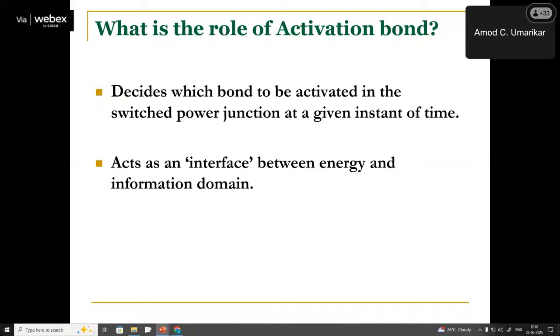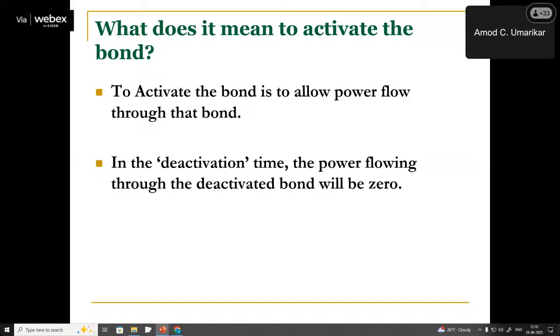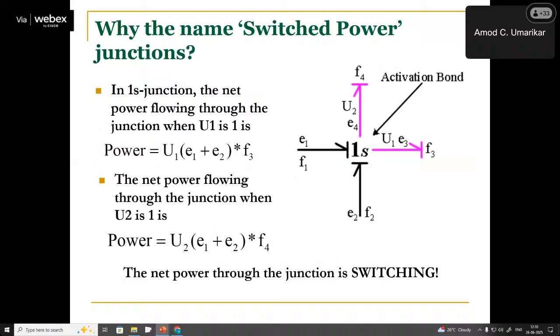The activation bond decides which bond is to be activated in the switched power junction, and acts as an interface between the energy and information domains. Now, why the name switched power junction? At the 1 junction, the net power flowing through the junction is E1 plus E2 times F3. When U2 is active, E1 plus E2 is times F4. So the net power flow through the junction is switching. That's why it is called a switched power junction. Is it clear?